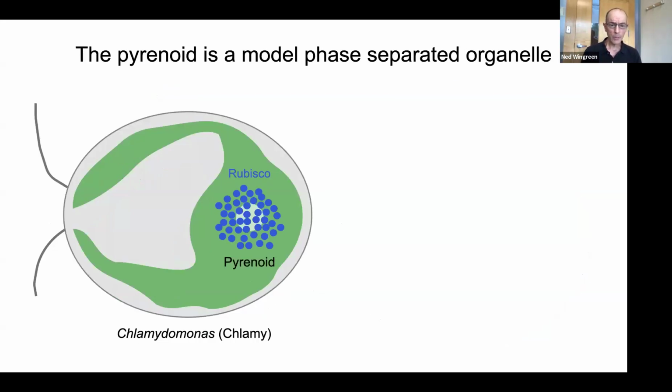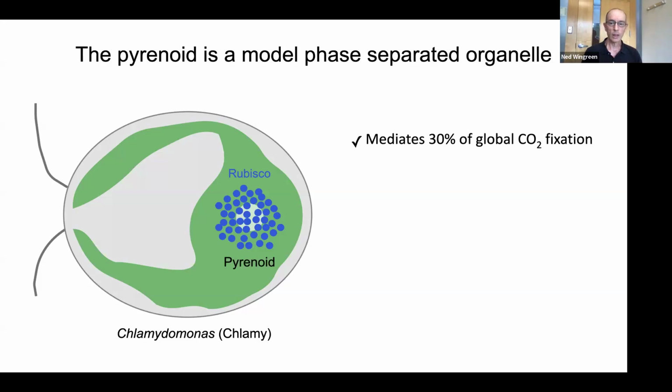So this pyrenoid where this happens is really a model for phase separation. Different algae do it in slightly different ways. We're studying the one, a model organism called Chlamydomonas reinhardtii, or clammy for short. And clammy does the following. It organizes this pyrenoid, which in algae mediates about 30% of total global CO2 fixation.